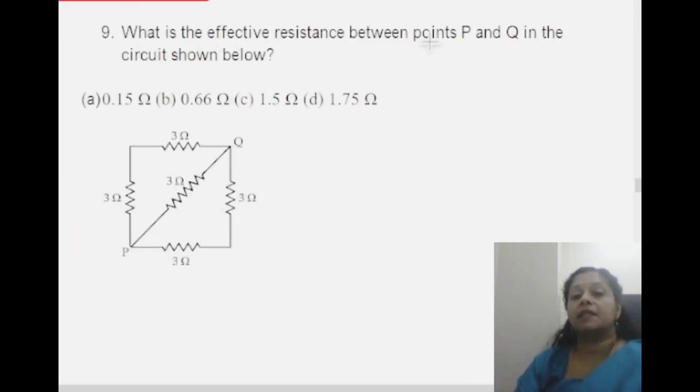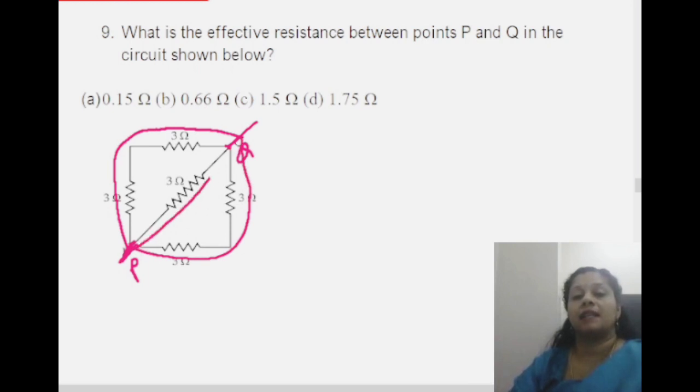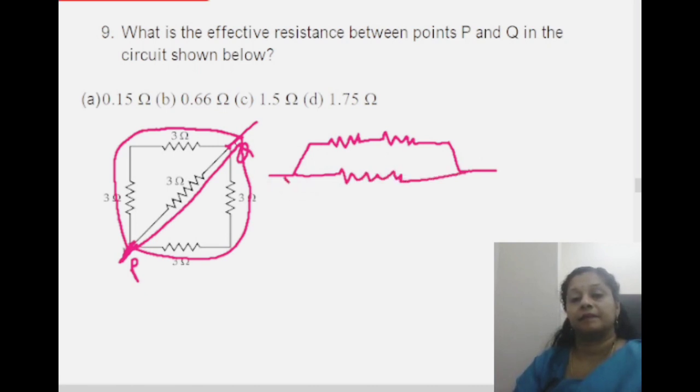What is the effective resistance between points P and Q in the circuit shown below? Here you can see, suppose this is P, this is Q, these two are in series. These two are in series and this is in the center. So if I redraw, I can draw like this. This is P, this is Q, all 3 ohm.